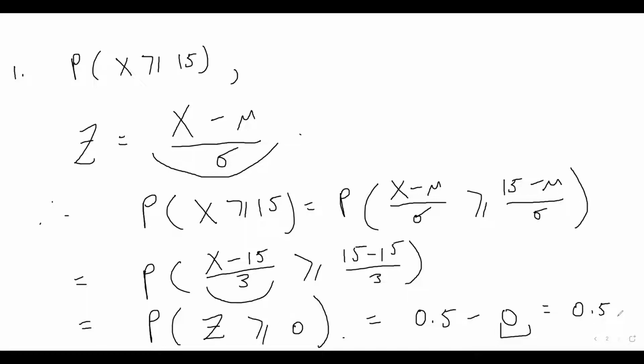If you look at that table, it's very simple. I'm sure you also saw this even without having to subtract the 0 from the 0.5, because the area between 0 and positive infinity is obviously 0.5.